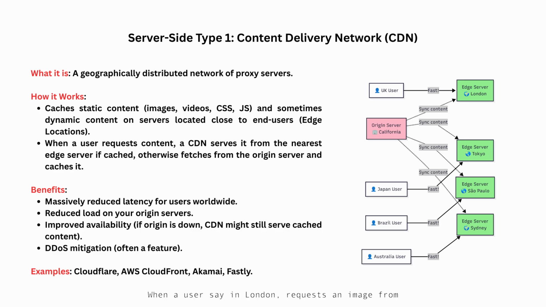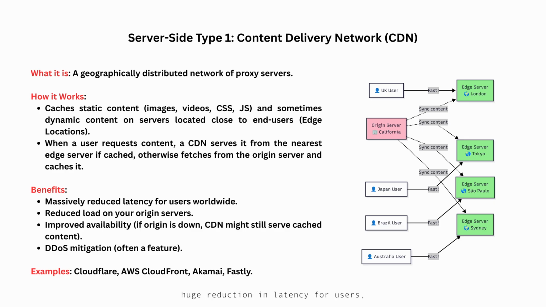When a user, say in London, requests an image from a website hosted in California, instead of the request traveling all the way from California and back, a CDN could serve that image from an edge server in or near London if it is already cached there. If not, the CDN fetches it from your main origin server, caches it at the edge, and then serves it to the user.